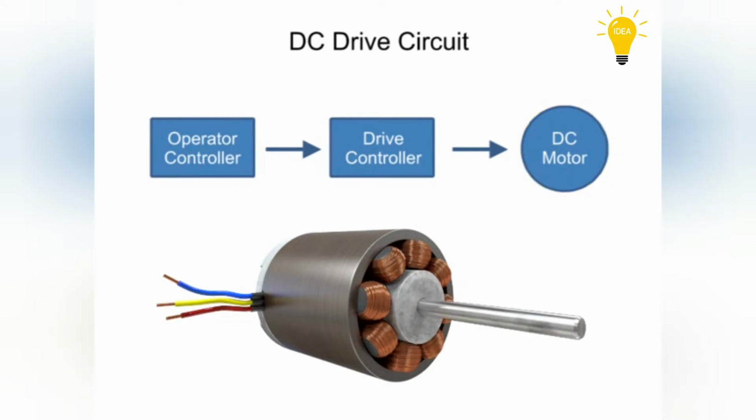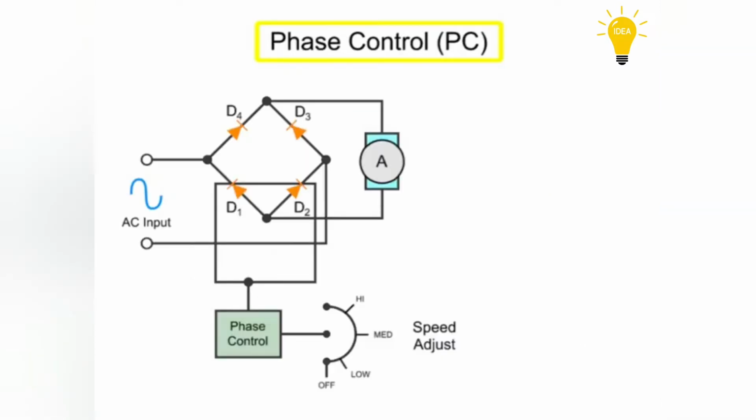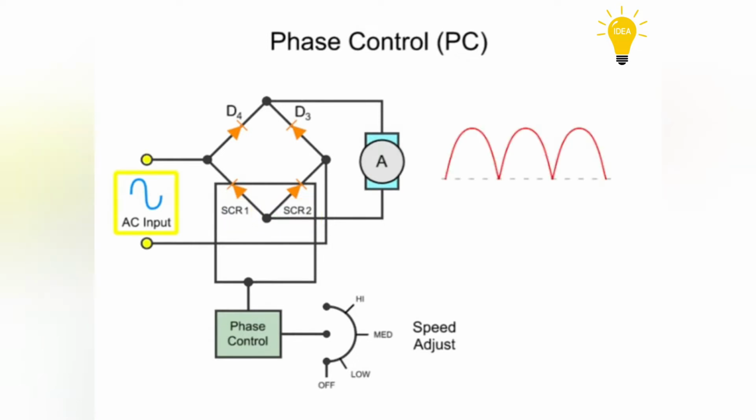Let's look at the phase control method in a bit more detail. Phase control works by modulating a gated diode-like device, such as a silicon-controlled rectifier or SCR, into and out of conduction at a predetermined phase of a rectified AC half wave.